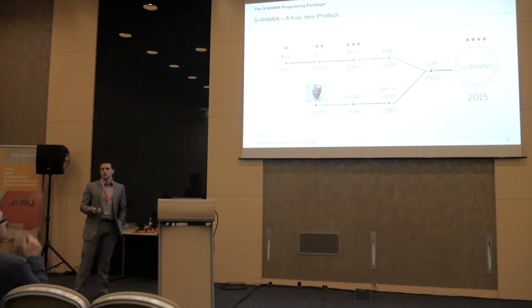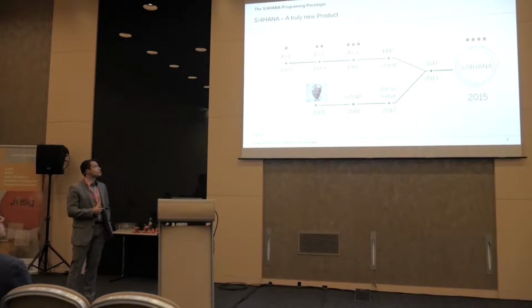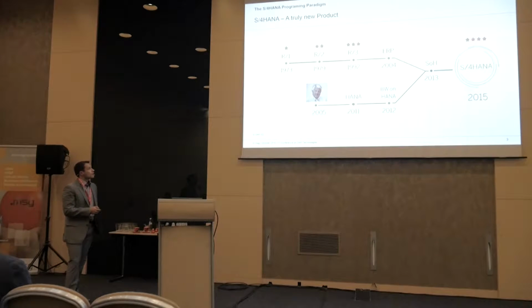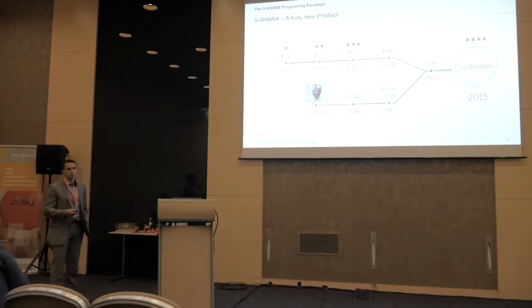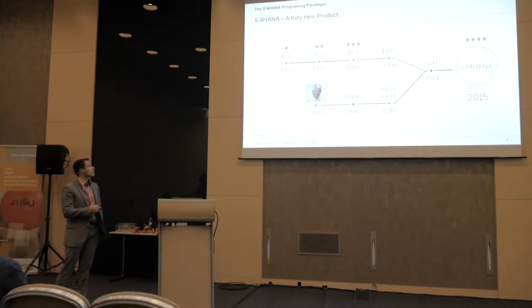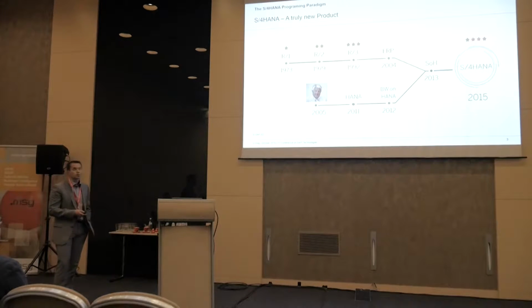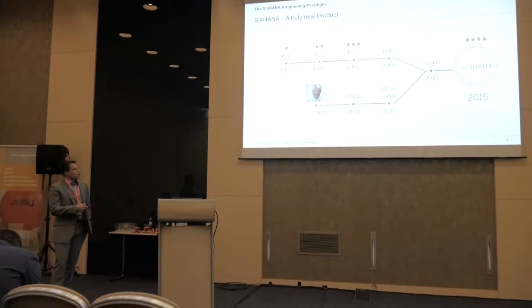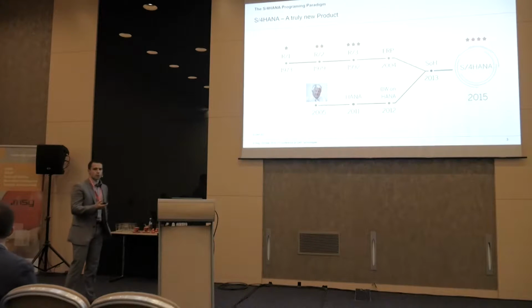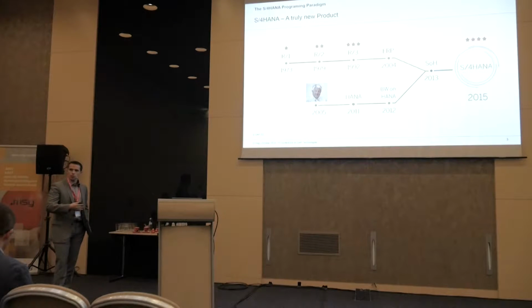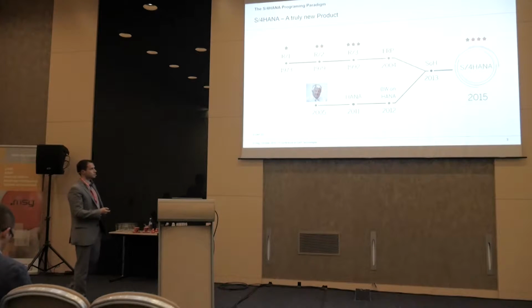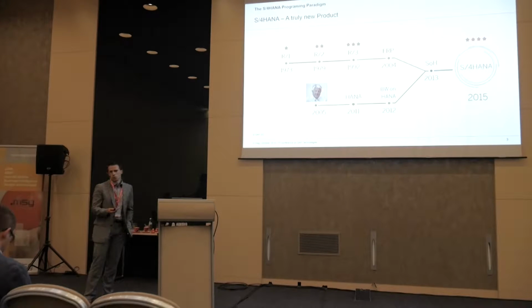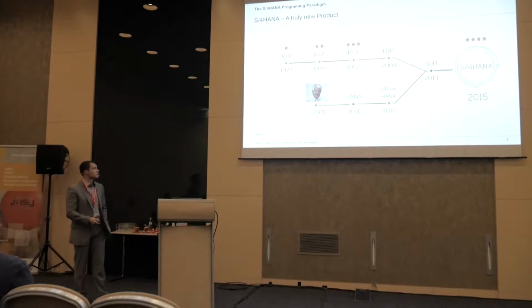Okay, what is S/4HANA? S/4HANA is a truly new product. And why is that so? We have here the upper timeline that represents the history of SAP, starting in 1973 with R1 and then finishing somewhat in 2004 with the ERP that we all know. Somewhere around here, something changed within the way the systems worked. There was a splitting between analytical applications and transactional applications, simply due to the fact that technology wasn't able to handle those two things within one system.